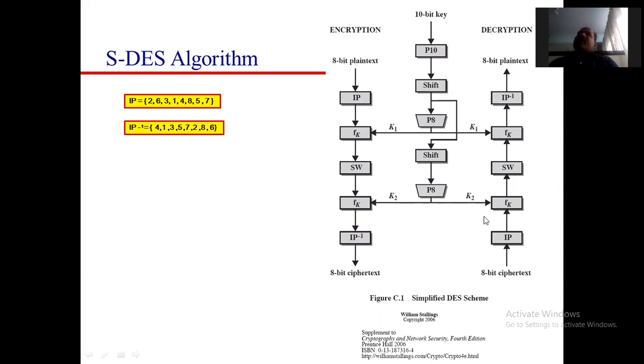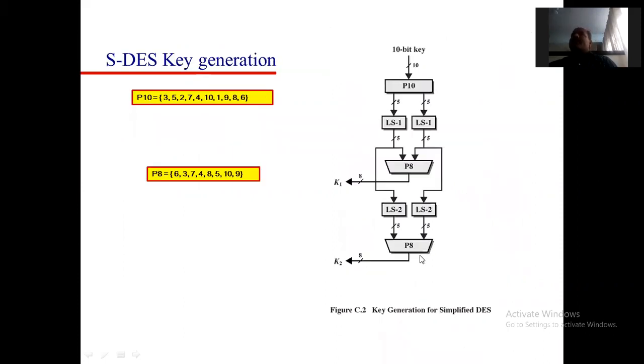Okay. So here it is given as one example of the IP. Suppose the IP is 2 6 3 1 4 8 5 7, and the IP inverse is one combination we have taken here: 4 1 3 5 7 2 8. These are the bit locations. The order is 1 2 3 4 5 6 7 8, and here also 1 2 3 4 5 6 7 8. Okay, the 8 bits are there.